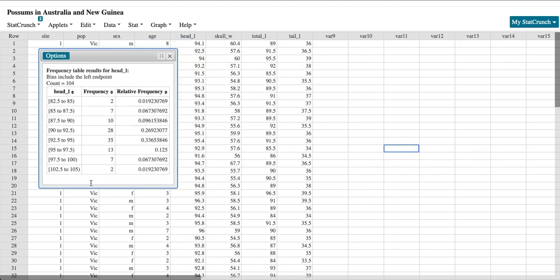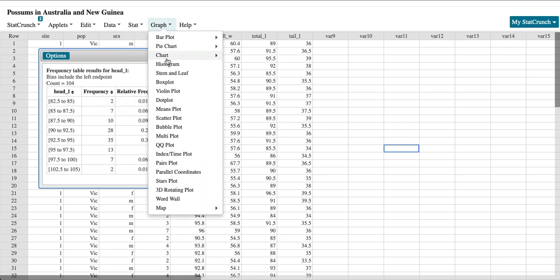So your frequency table should look like this one if you chose everything the way we were supposed to. The smallest head length was 82.5, and the largest one was almost up to 105. It was somewhere in this range from 102.5 to 105. If you want to know how to calculate the bin width from this, you take two numbers on the left and subtract. So 85 minus 82.5 is exactly 2.5. So the bin width is 2.5 centimeters. So these are our frequencies here.